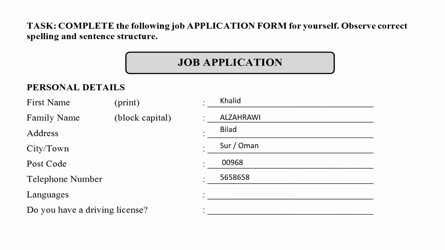Languages. Here you have to mention the languages that you speak: Arabic, English, Italian, Chinese, French, whatever. Write them all here. And the last one, do you have a driving license? You have to say yes or no, as you have or not. And sometimes you can add, I also have my own car.